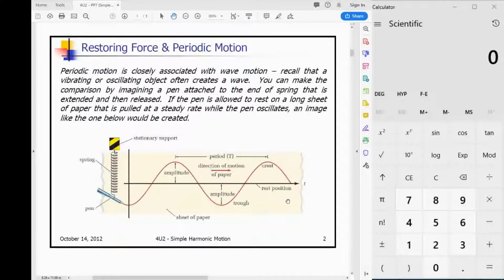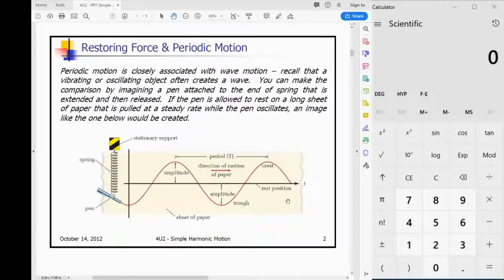Now here's a graph showing something like that. Imagine we had a pen attached to a spring, and the spring's oscillating back and forth. That output looks like a sine wave, and it's actually true that you will see periodic motion, and often you'll see sinusoidal motion when we're looking at simple harmonic motion.